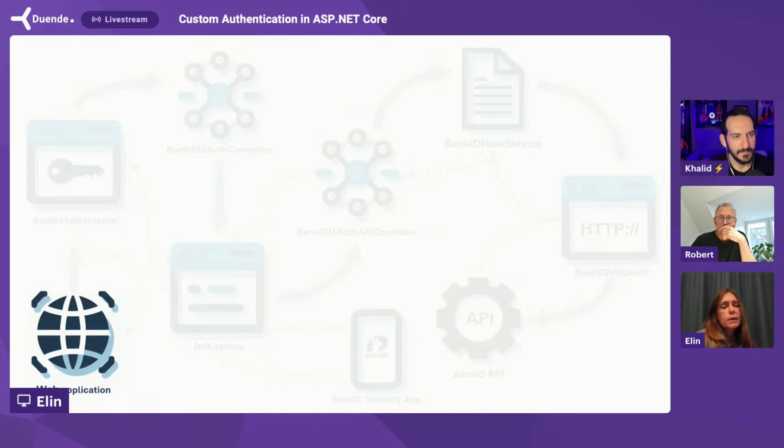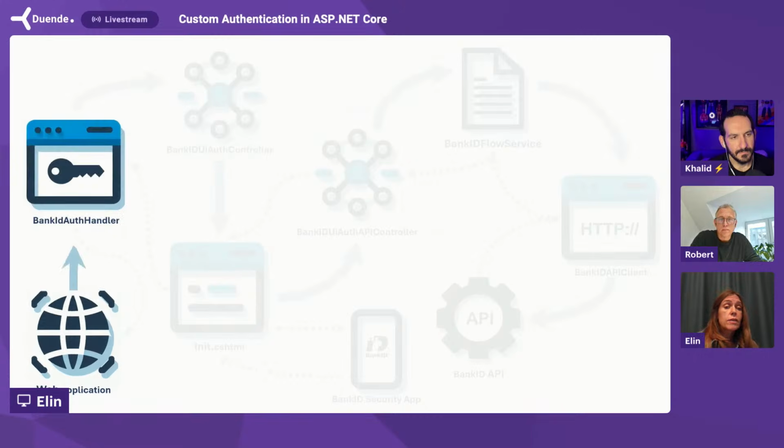So when you have registered BankID with Active Login as an identity provider in your application and the user clicks the login button, the application challenges the login using this authentication scheme, exactly like Robert showed us previously. And Active Login is actually using separate authentication schemes for these two different flows. And this challenge call then triggers the HandleChallengeAsync inside Active Login's remote authentication handler. So Active Login has its own implementation of the remote authentication handler, which we call BankID Auth handler.